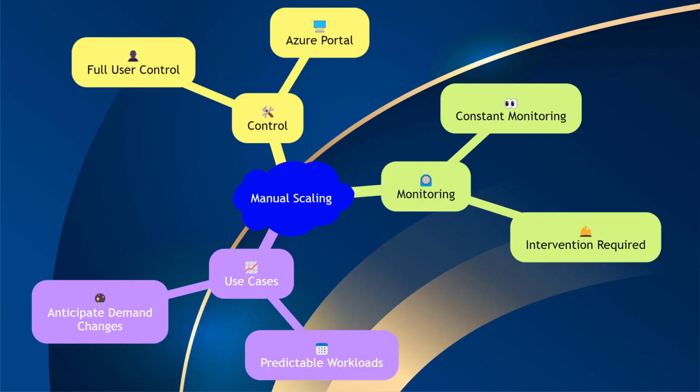Manual scaling allows you to adjust the number of instances or change the pricing tier manually through the Azure portal. This gives you full control over the scaling process, but requires constant monitoring and intervention. Manual scaling is useful for predictable workloads where you can anticipate changes in demand.